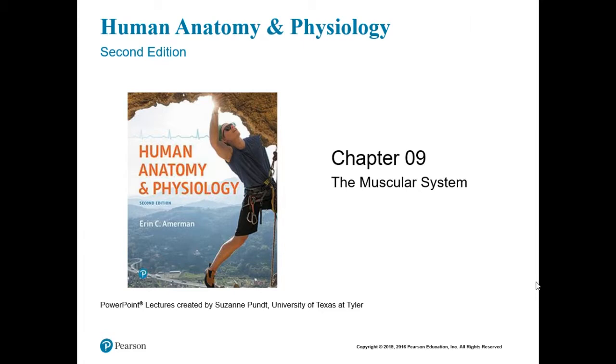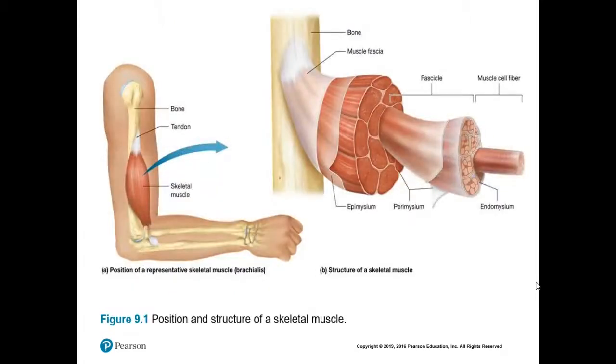Muscular system. So, describe the overall arrangement of muscles. I've already talked about this before, but keep in mind: here's the bone, here's the tendon, here's the muscle. Skeletal muscles are attached to bone through tendons.